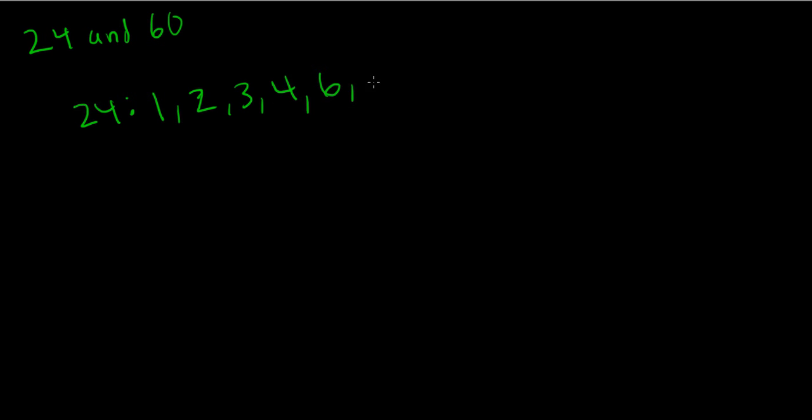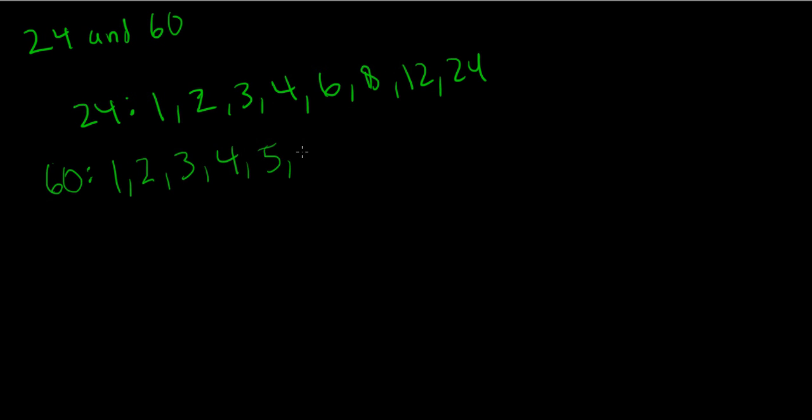Now let's look at another example of this. We're going to use the numbers 24 and 60 this time. So let's look at the factors of 24, which would be 1, 2, 3, 4, 6, 8, 12, and 24. The factors of 60, which would be 1, 2, 3, 4, 5, 6, 10, 12, 15, 20, 30, and 60.